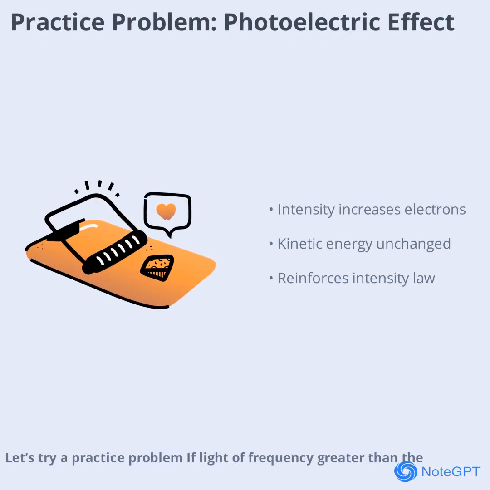Let's try a practice problem. If light of frequency greater than the threshold frequency falls on a metal surface, what happens to the number of electrons emitted if the intensity of the light is increased? The answer is that the number of emitted electrons increases, but their kinetic energy remains unchanged. This reinforces the intensity law of the photoelectric effect.